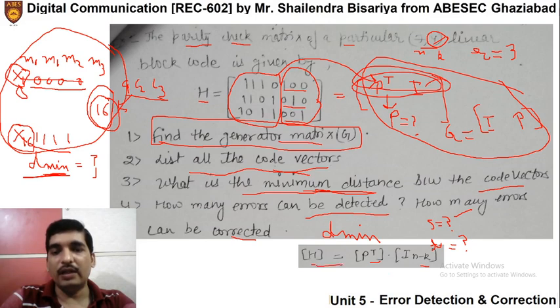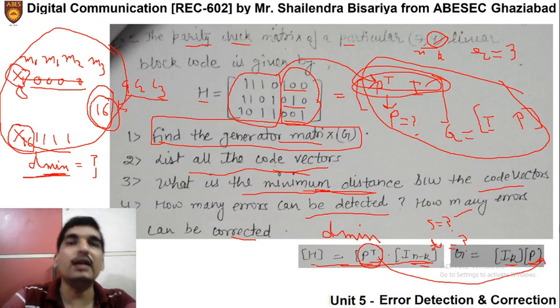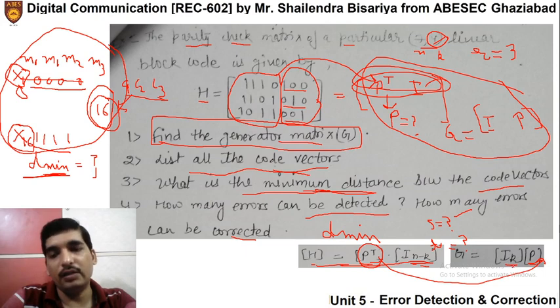H is represented as Pt, I(n-k), where Pt is the transpose of the parity matrix, and G is represented as Ik, P, right? So we will write this Pt matrix and take its transpose, and hence we will write this matrix and Ik matrix, so we will be able to write the generator matrix.